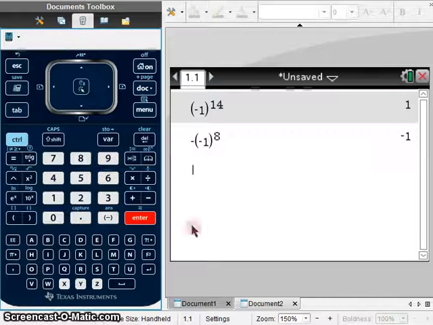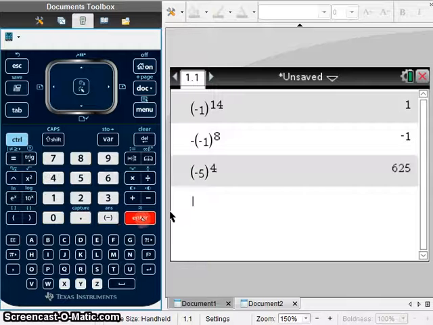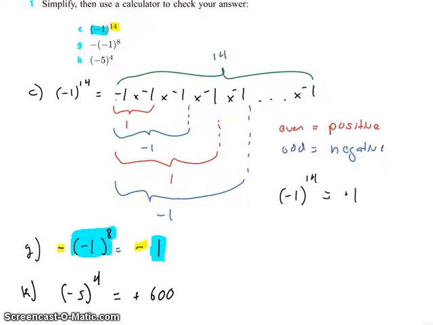Lastly, we have negative 5 to the power of 4. So negative 5 to the power of 4, and we get 625. Ooh, whoops. Looks like I didn't multiply my powers of 5 correctly. Yeah, 625 would be the correct answer. At least I got the power correct.